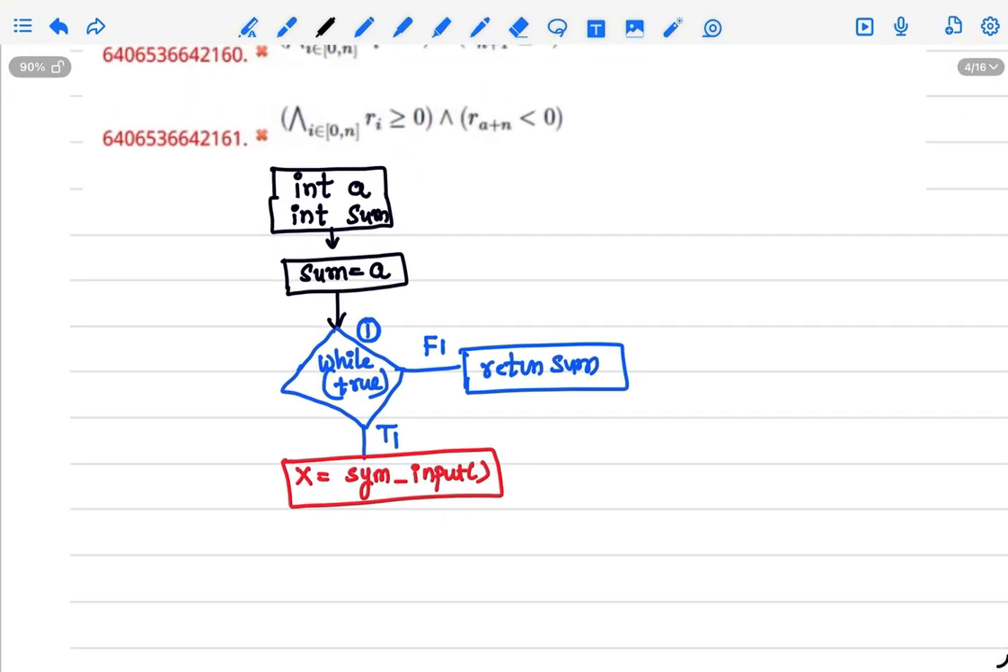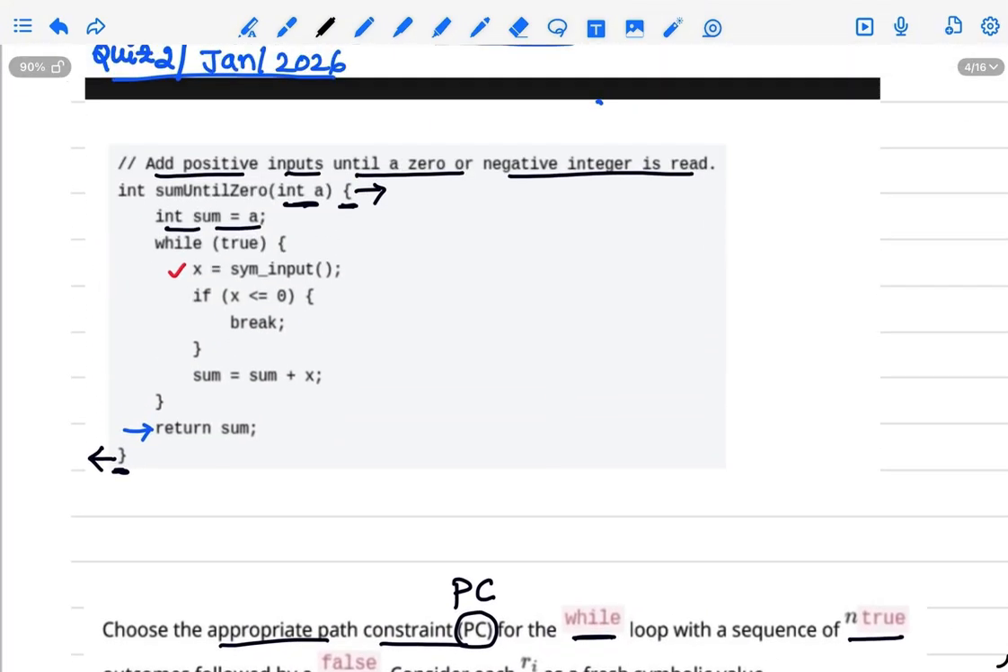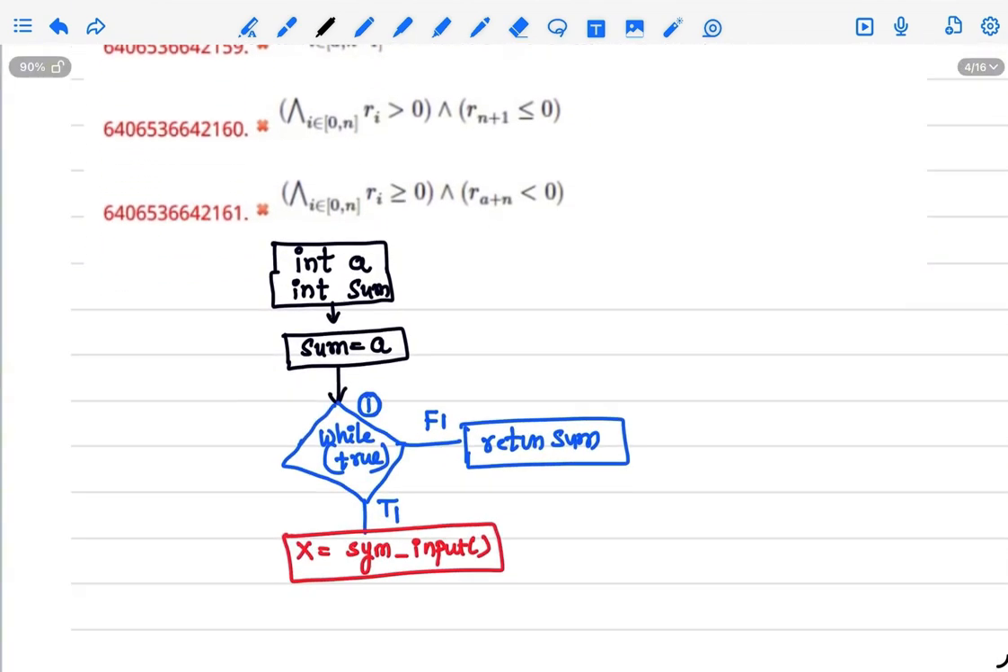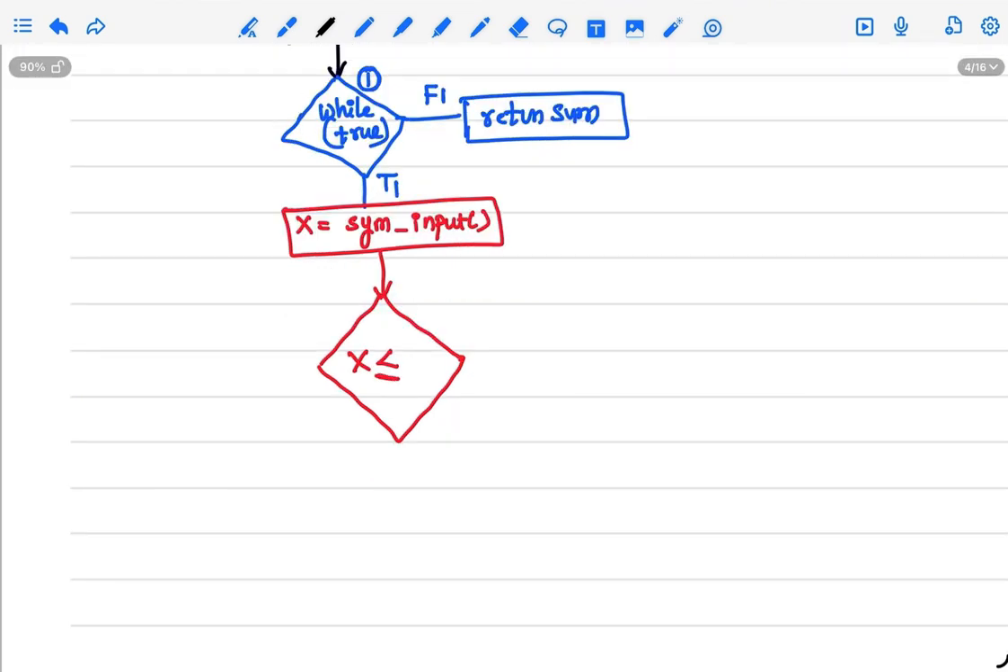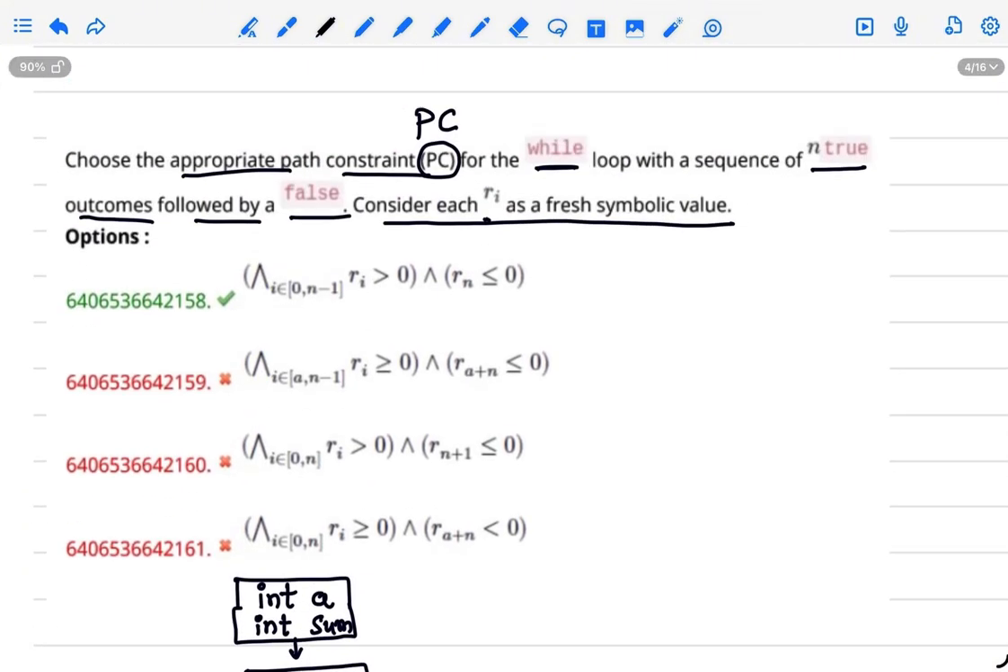After this there is an if condition: x less than or equal to 0. This is the second condition in red color. If it is false, F2. If the condition is true, T2. Okay, these are the branches.